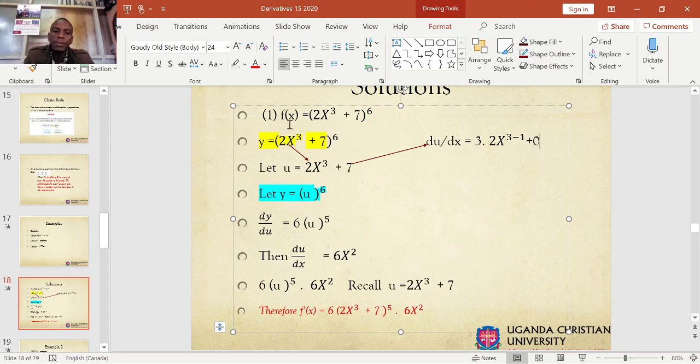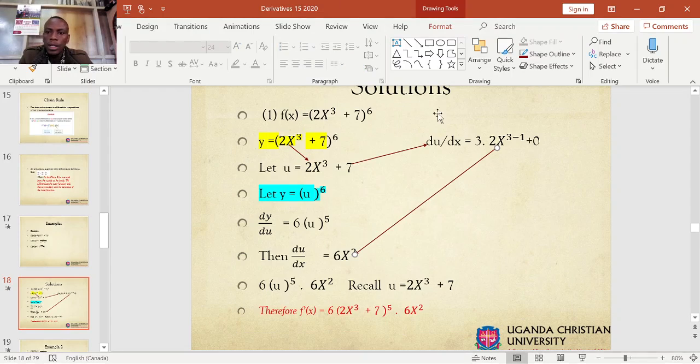Plus 0. Why plus 0? Because this 7 is a constant. By being a constant, it means its derivative is 0. So you multiply by 3 and then subtract 1 from the 3 and then plus 0. So this gives us 6x squared. That's how we manage to get the derivative of u in respect to x.